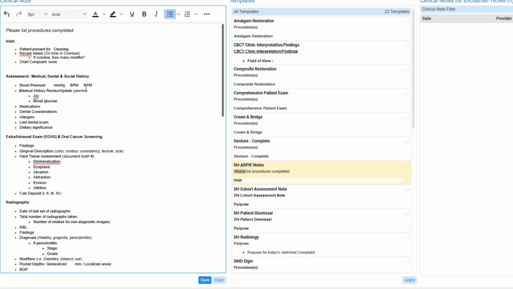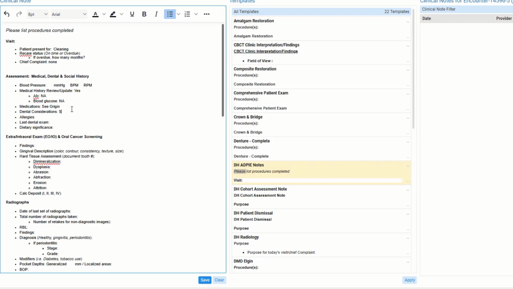Medical history reviewed. Did you review it? Okay, well, hopefully you did, right? If you did, then we're just going to put in yes. For A1C, if there is an A1C, put it in there. If not, we're going to put NA. For medications, if you reviewed the medications and they're all current, you can just say see origin.